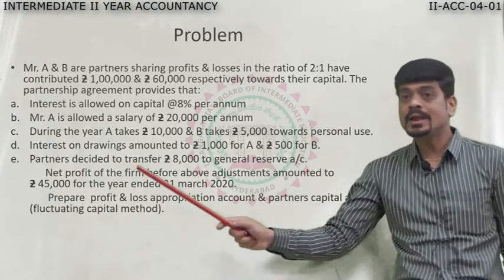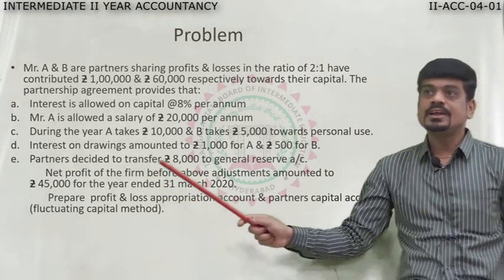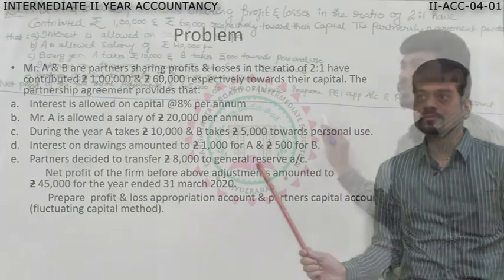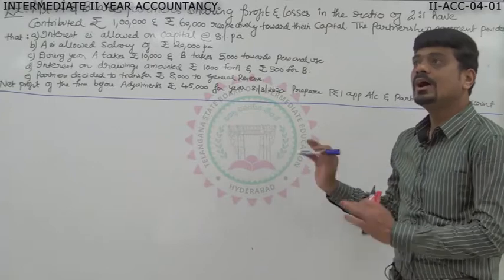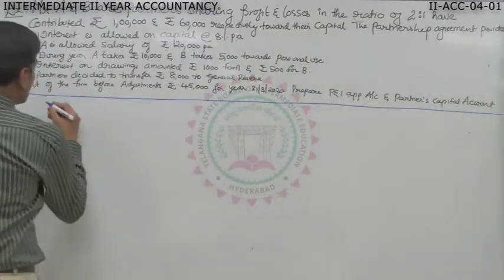Then if we look at bit number E, what did they say? They said the partners decided to transfer 8,000 to general reserve. So please follow the technique of how the problem is to be done. So here is how the solution goes.